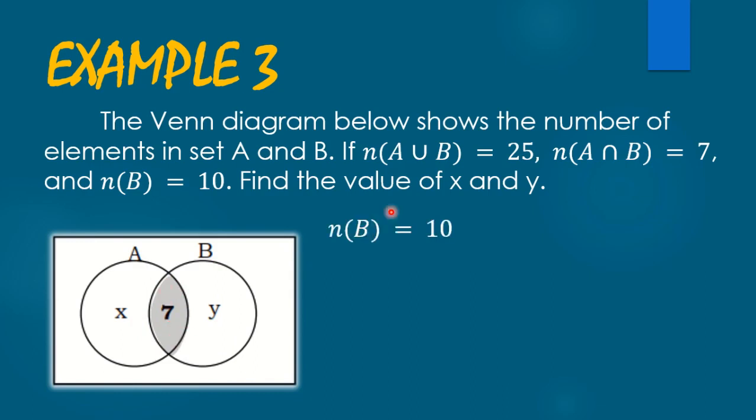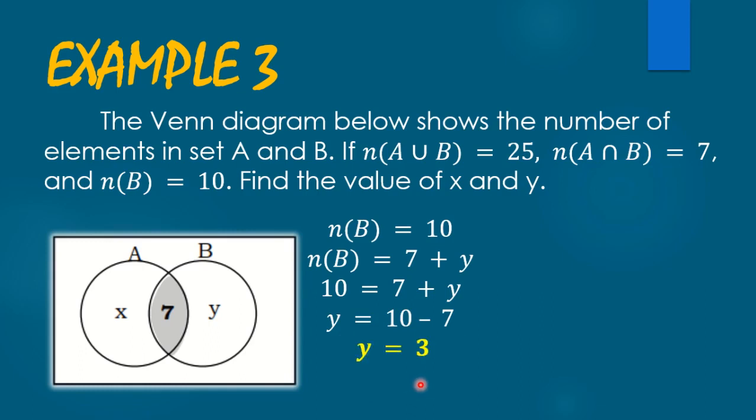So first, our number of elements in event B is equal to 10. And then we have again the elements of the event B. We have the number of elements 7 plus Y. We substitute the value of that, which is 10 here. So we'll have 10 is equal to 7 plus Y. We already formed a linear equation. Using APE, we'll add negative 7. So we'll have Y is equal to 10 minus 7, and that is equal to positive 3.